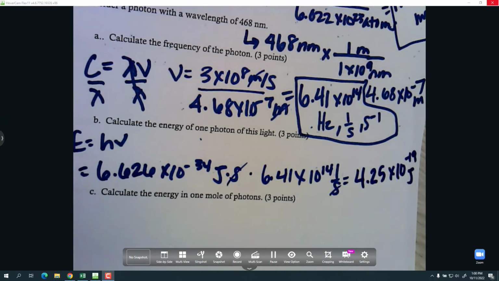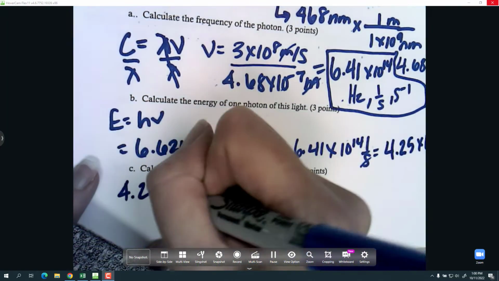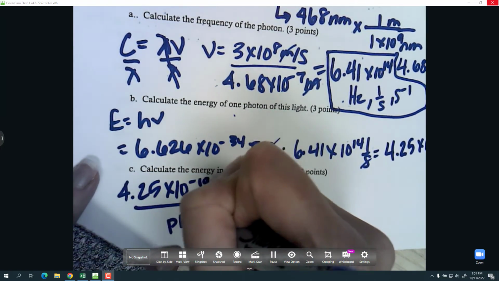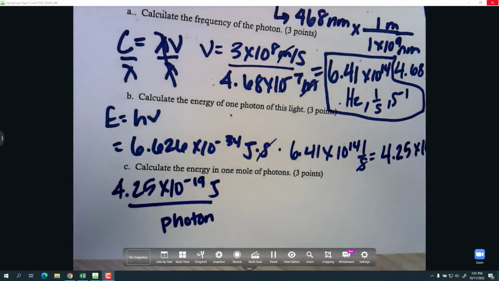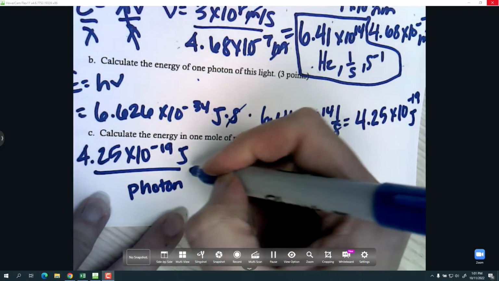4.25 times 10 to the minus 19th joules. Now that's technically joules per photon, right? That's what this equation gave me. That's what this question asked for. Now it's asking for a mole of photons.